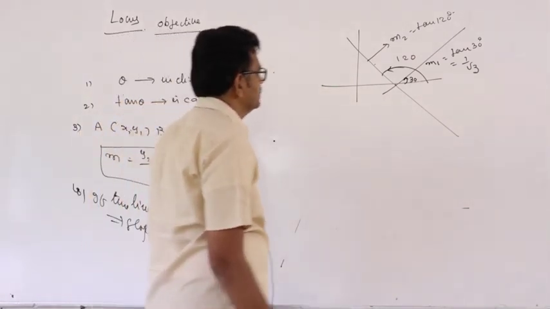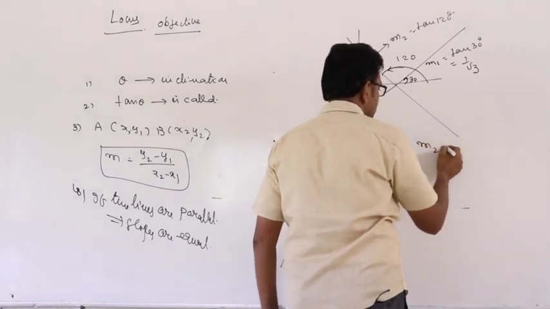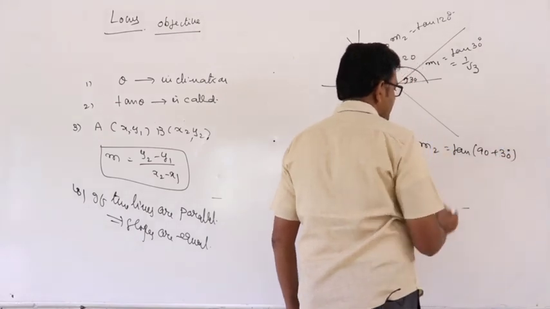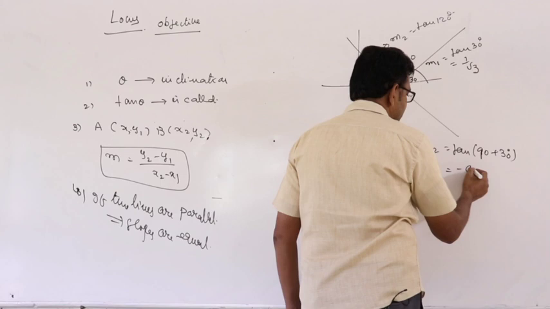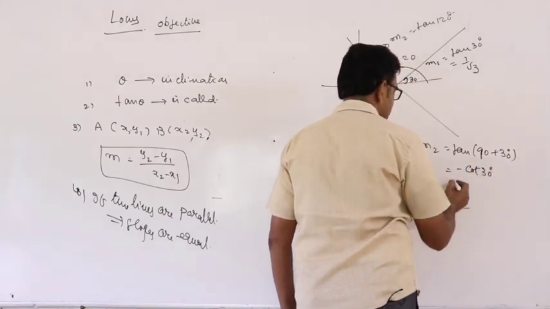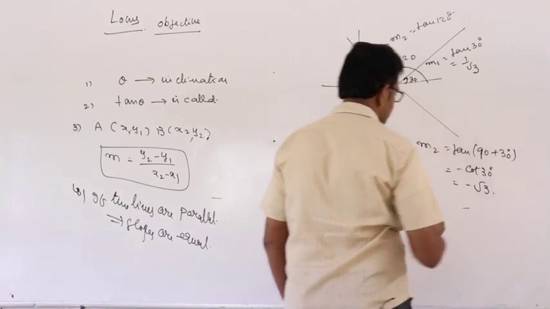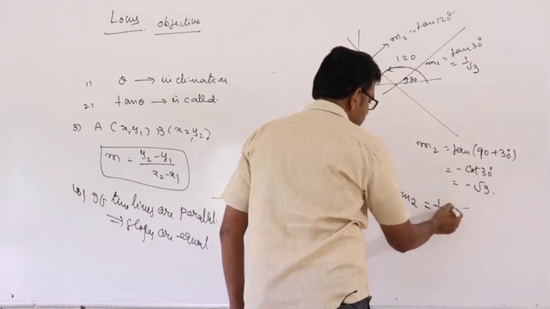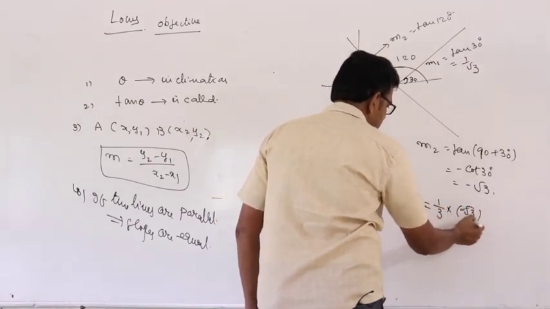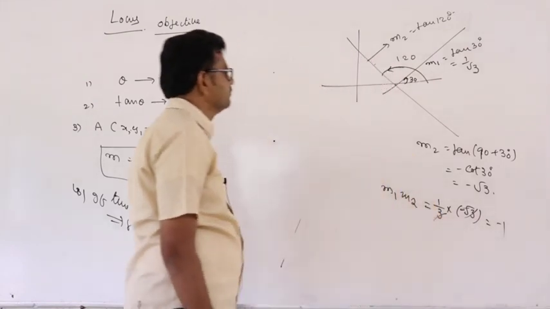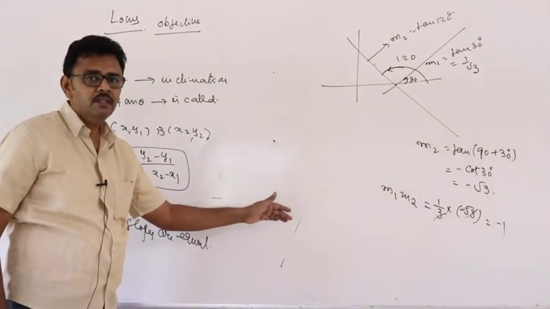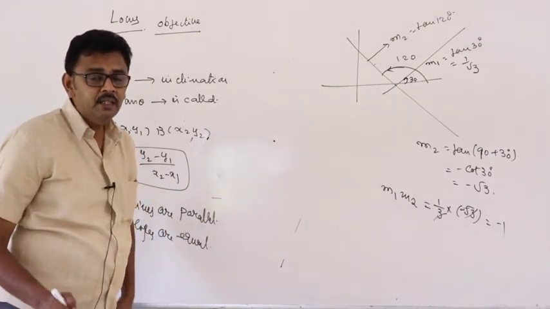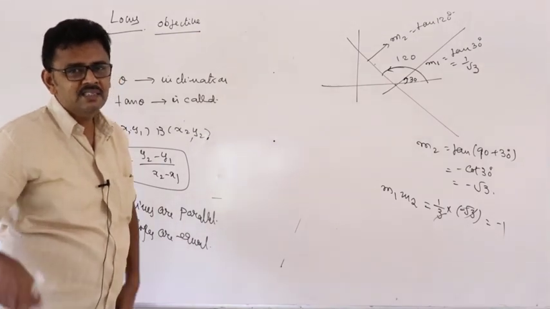Tan of 120 degrees. What is the tan 120 value? Tan of 90 plus 30 is in the second quadrant, where tan is negative, so it is minus cot 30. Cot 30 value is root 3. Okay. Now, what is m1 into m2 equal to? m1 is 1 by root 3, m2 is minus root 3. These get cancelled, minus 1. So, if two lines are perpendicular, then the product of their slopes is equal to minus 1, provided they are two non-vertical lines.